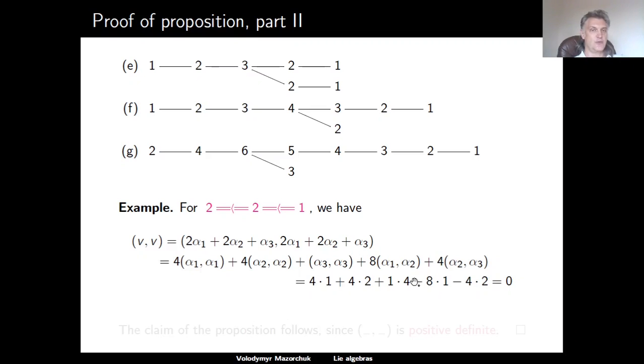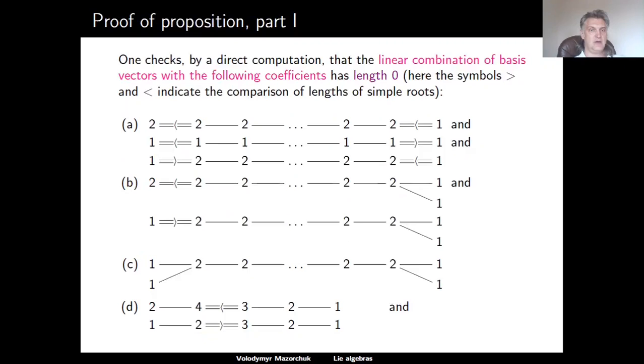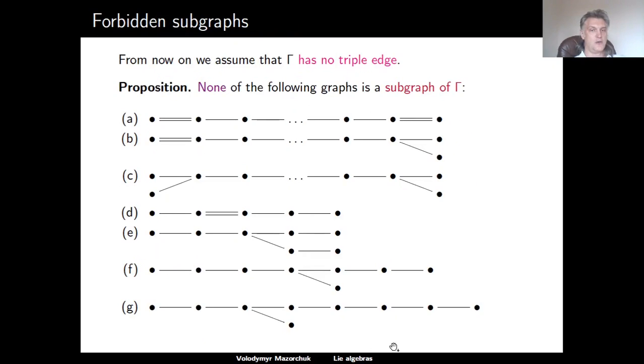A similar computation is valid in each of all other cases, and put together, in each case we get a contradiction with the fact that the scalar product is positive definite, thus proving the claim of the proposition that all these subgraphs are forbidden as subgraphs of Dynkin diagrams.